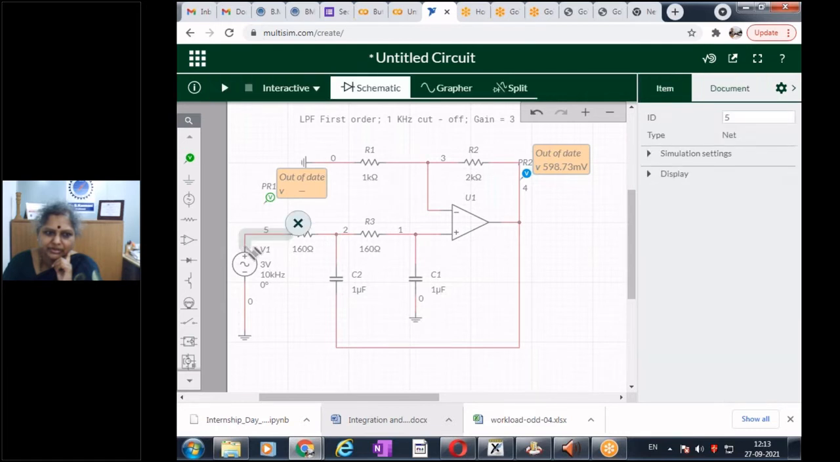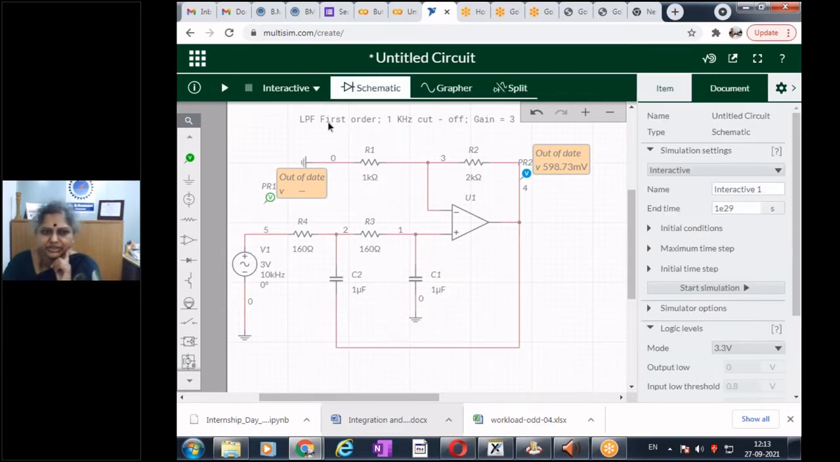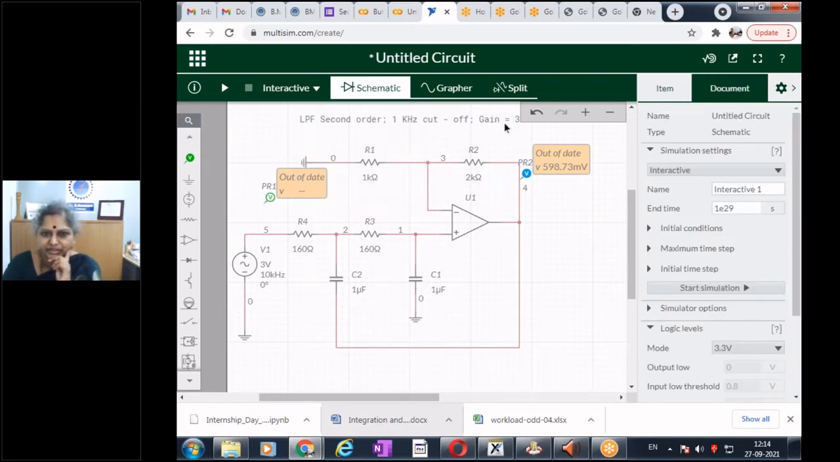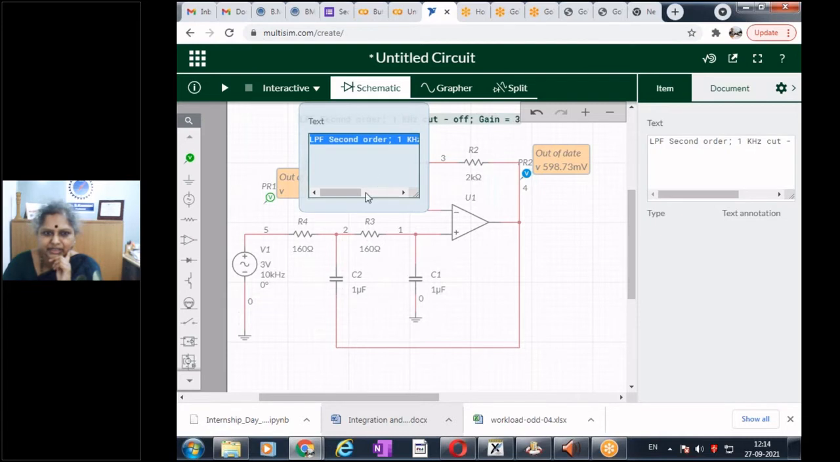So now I need to change my annotation. Now my annotation is second. This is a second order filter, a second order filter with the cutoff of 1 kilohertz, and the gain is 1.586.